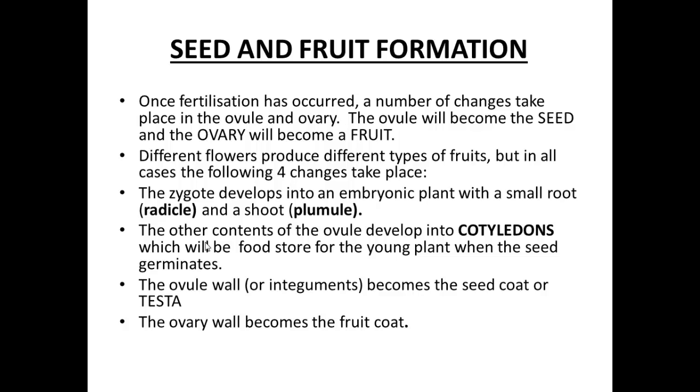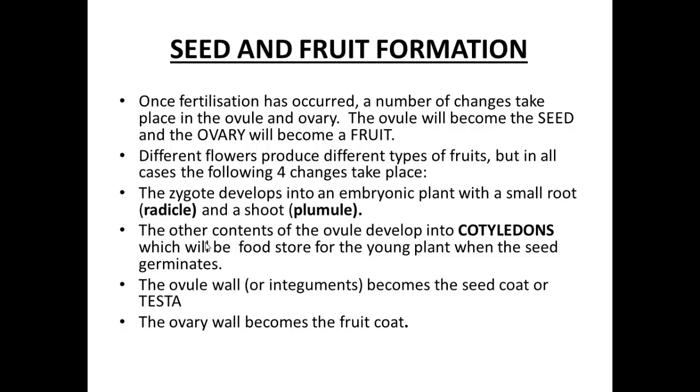Now, the rest of the contents of the ovule develop into cotyledons. Those are the food stores for the young plant. Once the seed germinates, it will need food stores because it'll most likely germinate underground, and it won't have any leaves to start off with, so it won't be able to photosynthesize.